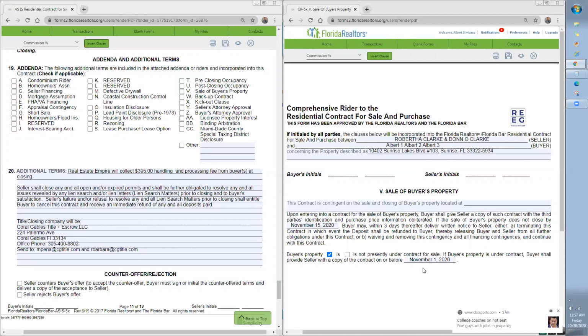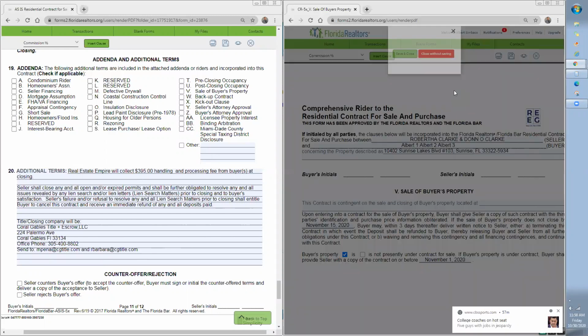Albert, we used to call that, before we would put it in the additional terms section, contingent on the sale of my property. We would have to just write it in. Correct. You could. Now they made it an official addendum. Okay. That's correct. You can still do that though. In additional terms, you could still put contract is contingent upon buyer selling their property, but you would also have to include this addendum as well. Okay.